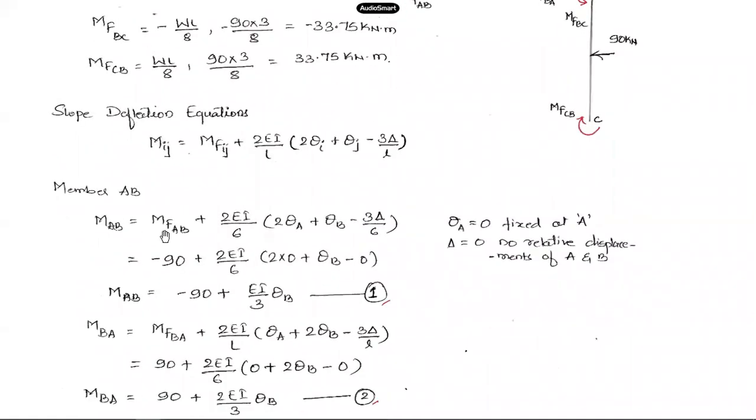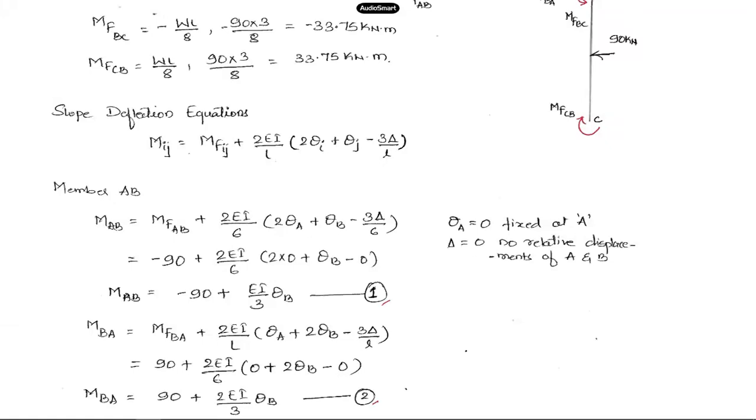So finally, on substituting all these values, MAB comes out to be minus 90 plus EI by 3 into theta B. This is the final simplification of the first slope deflection equation, MAB. It is coming out to be minus 90 plus EI by 3 into theta B. I'll call this the first equation of slope deflection.